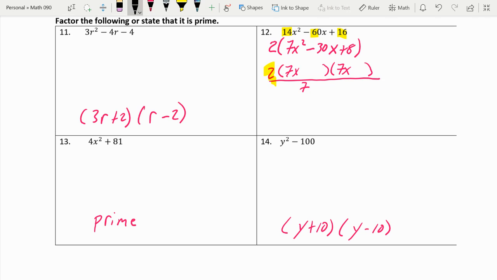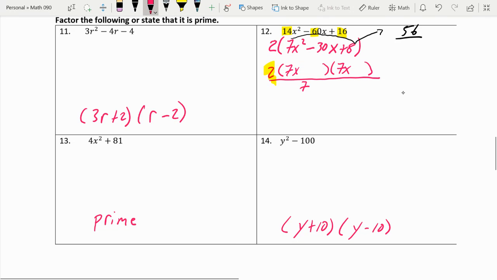All right, so now, remember, we have to multiply a times c. So a times c. So 7 times 8 gives me 56. Well, what can I multiply? I can multiply 1 times 56, 2 times 28, 4 times 14, 7 times 8. Well, which of these pair is going to give me B? All right, which one's going to give me negative 30?